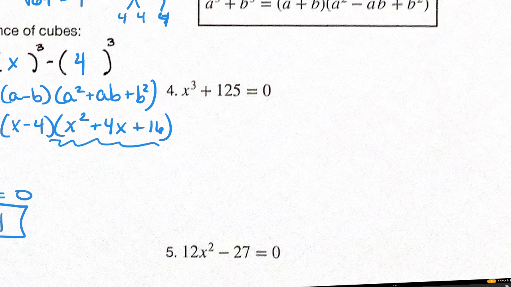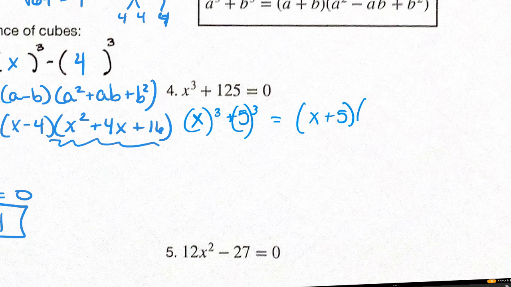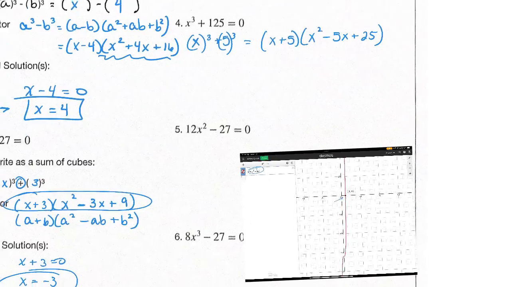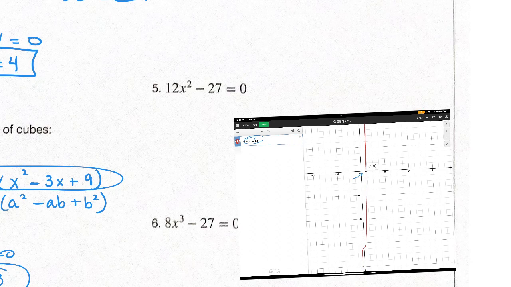Problem 4 here, it looks like I've got a sum of cubes. This is an x cubed. Oops. Froze here for some reason. This is an x cubed plus a 5 cubed. And so it's going to factor as a plus b, a squared minus a b plus b squared. I'll let you solve it. Hopefully you get the idea.